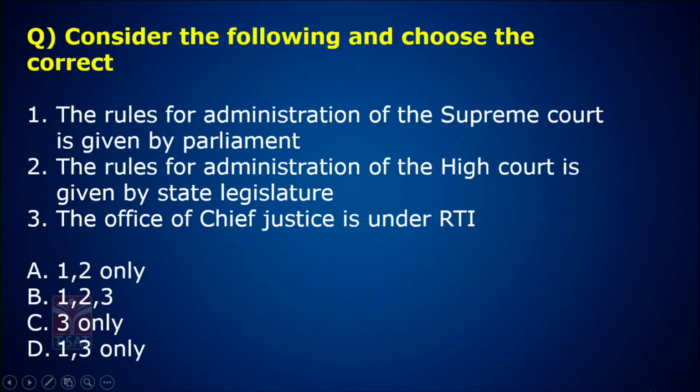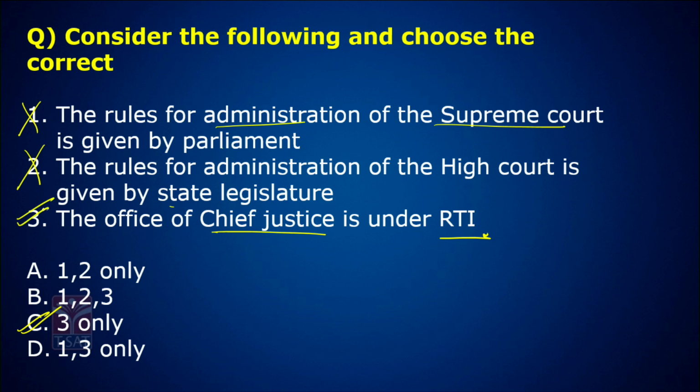Very important question. Consider the following and choose the correct statement. The rules for administration of the Supreme Court is given by Parliament. The rules of the administration of the High Court is given by state legislature. The office of the Chief Justice is under RTI. You know what is the answer? 3 only. Both the statements are wrong.